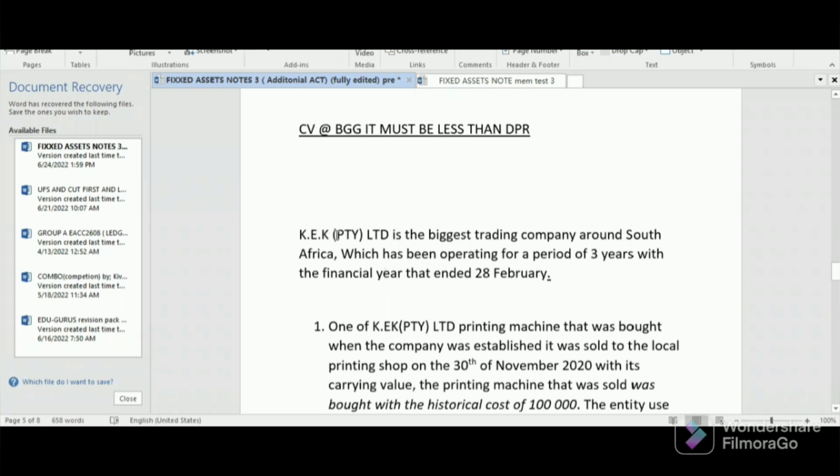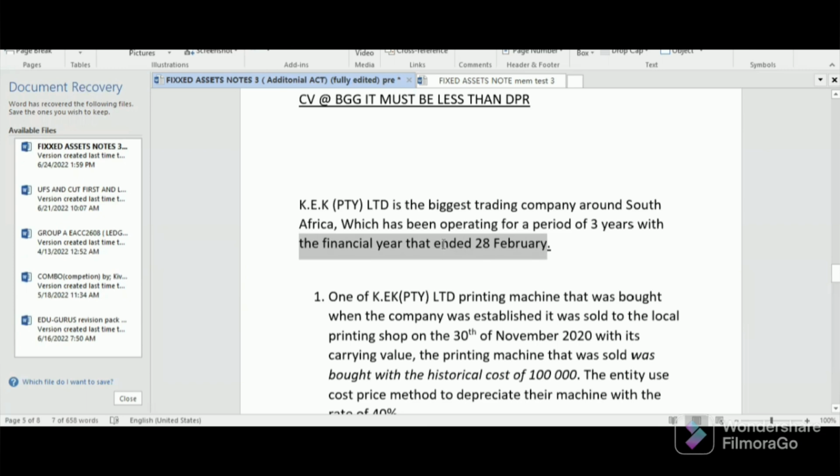It says K.EK Pty Ltd is the biggest trading company around South Africa, which has been operating for a period of 2 years, with a financial year ended 28 February. Remember what I said to you guys? I said, first of all, you have to read this information here. It will guide you to prepare your financial year. So I hope you guys are busy preparing your financial year.